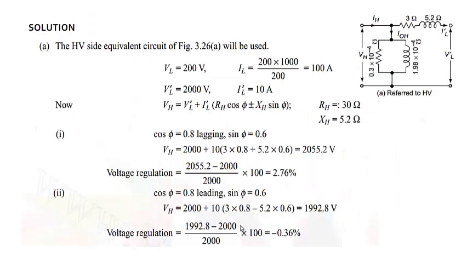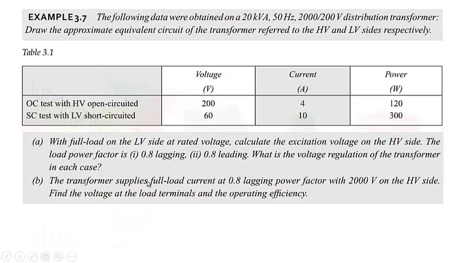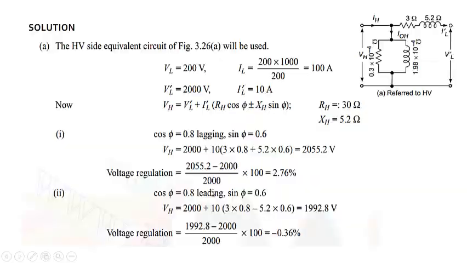Now the B part: the transformer supplies full load current at 0.8 lagging power factor with 2000 volts on the high voltage side. We are supplying the high voltage side with 2000 volts. We need to find the voltage at the low terminal. The low terminal voltage we have to calculate, and the operating efficiency.